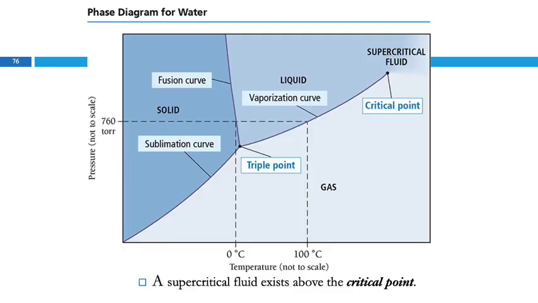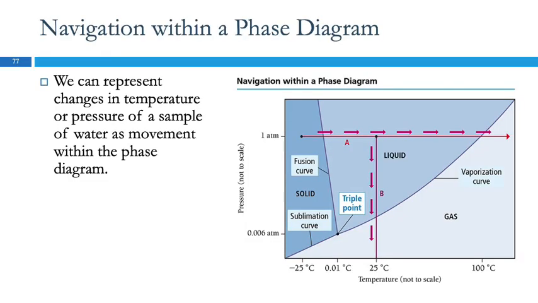Also labeled here is the critical point. So at any temperature above that critical temperature, you cannot have a liquid. You're going to have a supercritical fluid. So we talk about navigating a phase diagram, and the ACS exam does have questions about phase diagrams on it, so that's part of why I'm going over this.